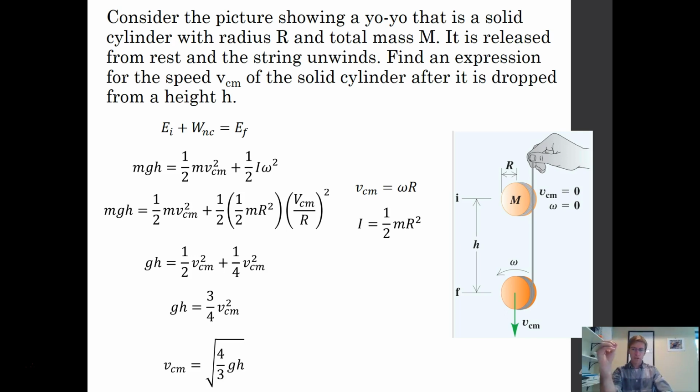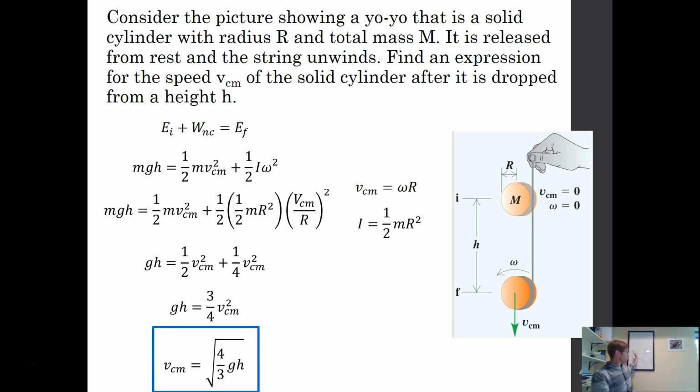Now what would it be if I just dropped it straight down? If there's no rotation, think back to how we've solved those, it should be the square root of 2gh. So instead of being 2gh, which would be 6/3 gh, we're at 4/3 gh instead. So it's a lesser downward velocity because some of its energy is going into rotation that has caused it to slow down. So boom, that's box worthy.